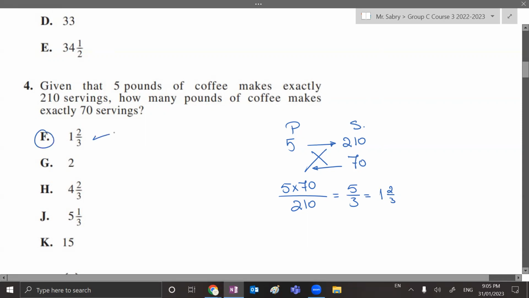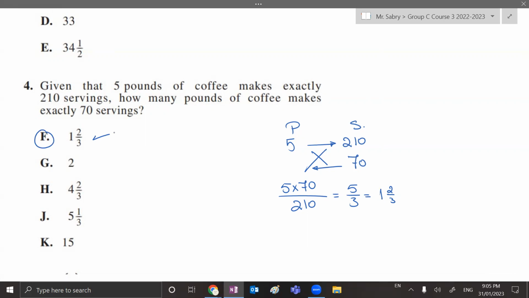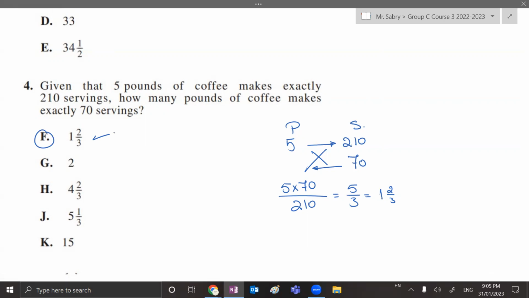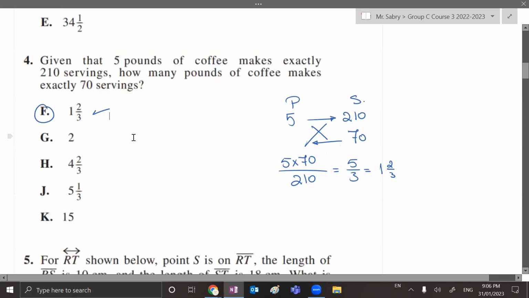Again, the important thing here is to make sure that you order things the right way. Servings under servings, pounds under pounds. Recognize that I have again a full piece of information, that 5 pounds gives me 210 servings. And then the half information is that what would the 70 servings get me in pounds? So cross multiply and get whatever you want.